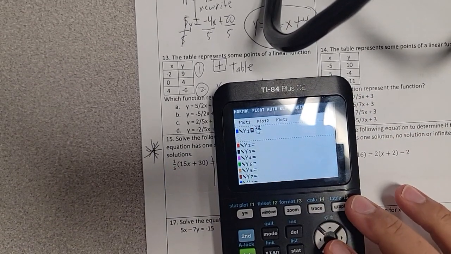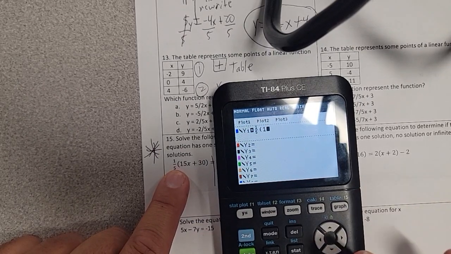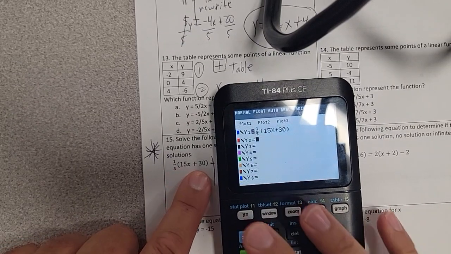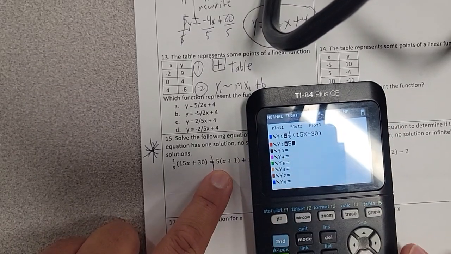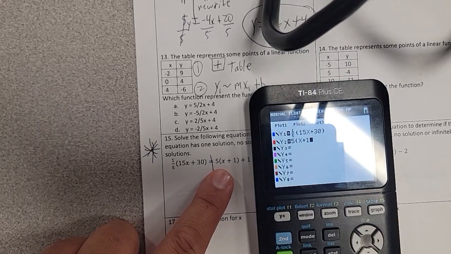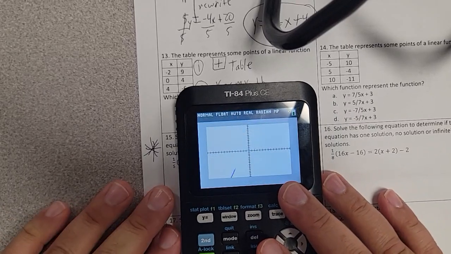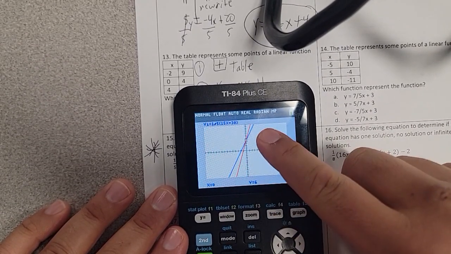So alpha x, I have 1/5 (1 divided by 5), parentheses, 15x plus 30, parentheses. Now move down, and I'm going to put this side into my calculator. So I have 5, parentheses, x plus 1, plus 1, and now I'm going to push trace. So I have a blue line as the first one, my red line is the second one.